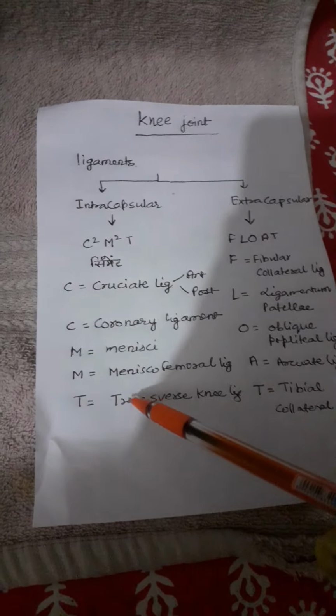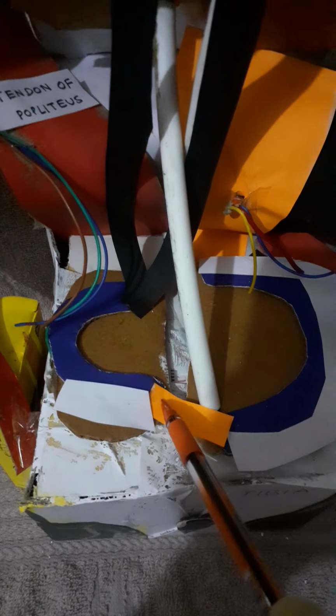Now the last one is the transverse knee ligament. This is the transverse knee ligament in orange color, which connects the anterior horn of the lateral meniscus and the medial meniscus. Sorry, this one is the lateral meniscus, so the lateral meniscus and the medial meniscus.